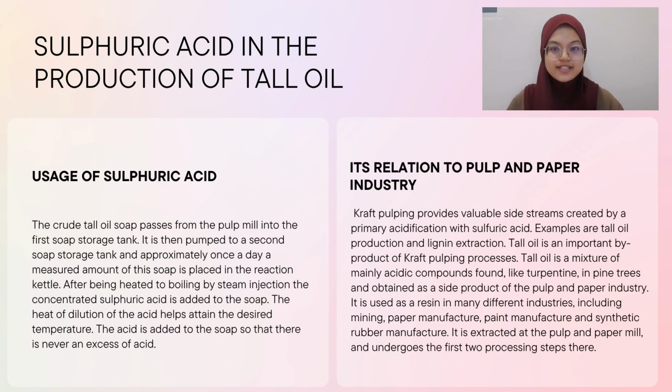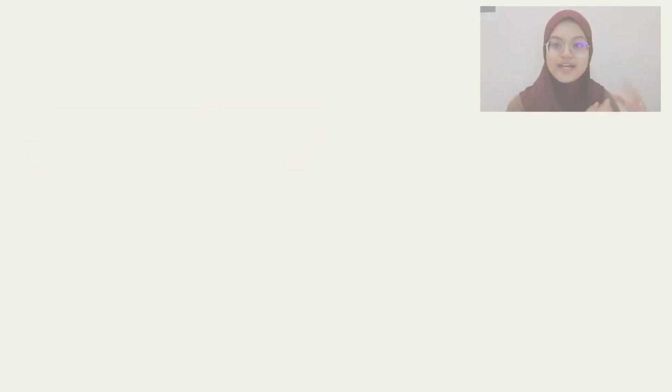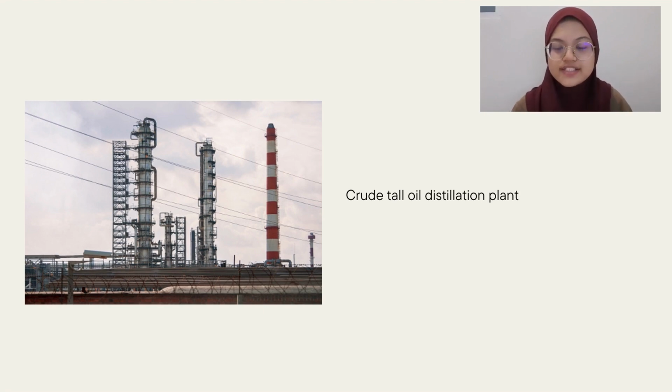Sulfuric acid is also used in the production of tall oil. The crude tall oil soap is processed and concentrated sulfuric acid is added to the soap. The heat of dilution of the acid helps attain the desired temperature and avoid an excess of acid. The relation of this to the pulp and paper industry is that kraft pulping provides valuable side streams created by a primary acidification with sulfuric acid, such as tall oil production, which is an important byproduct of kraft pulping processes. The tall oil will then be used as a resin in paper manufacturing. This right here is a crude tall oil distillation plant.